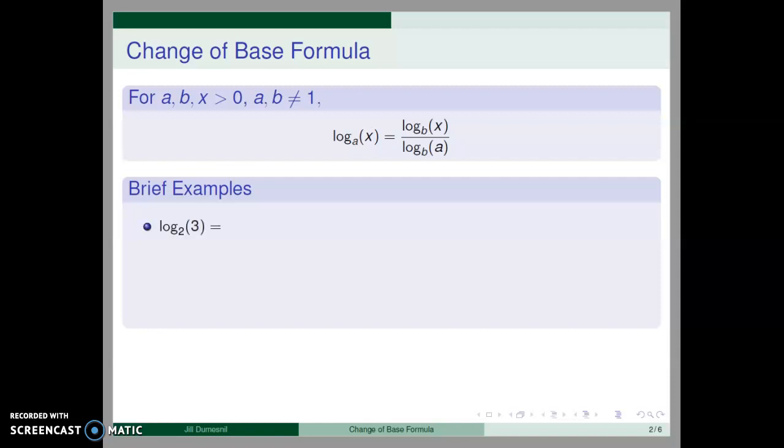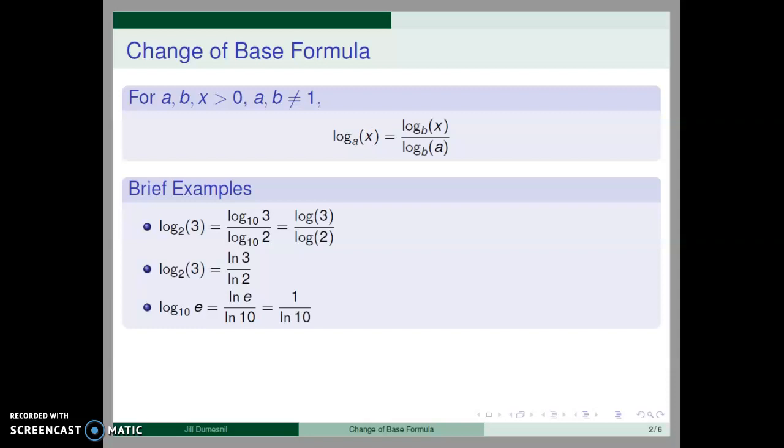For example, we can write log base 2 of 3 using common logs as log 3 over log 2, or we can write log base 2 of 3 using the natural log as ln 3 over ln 2. ln is short for natural log. We can convert the common log of e to the natural log and simplify, knowing that the natural log of e is 1.